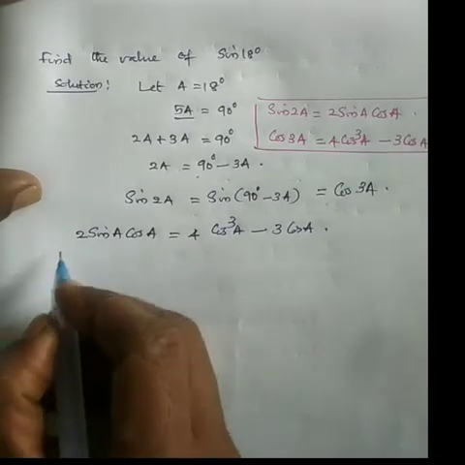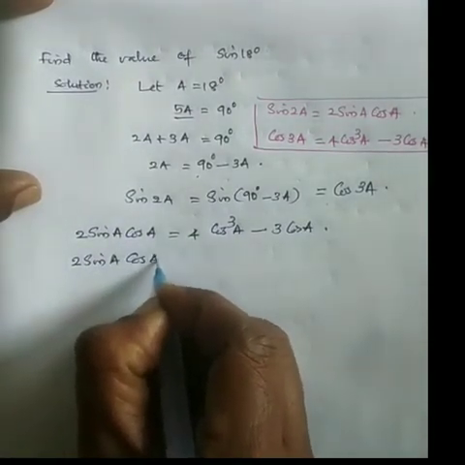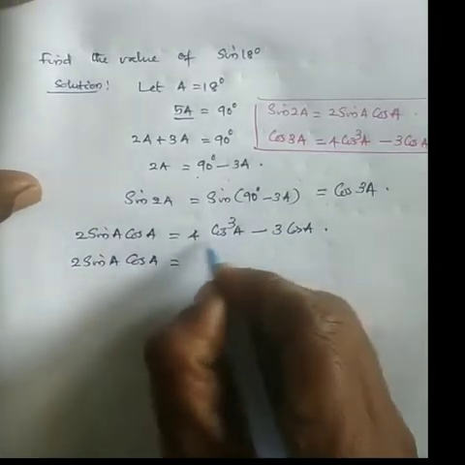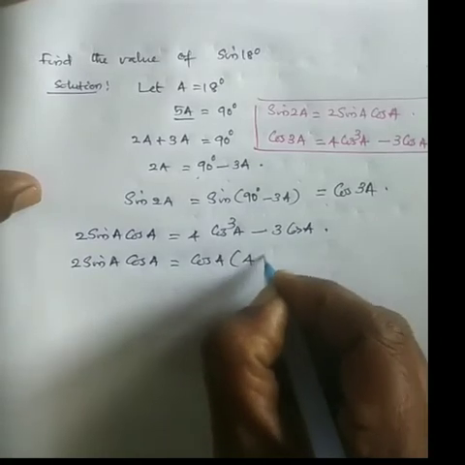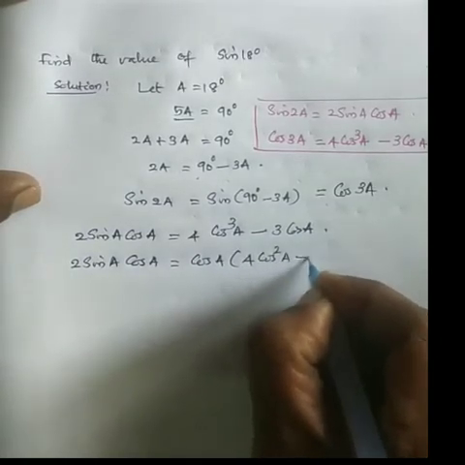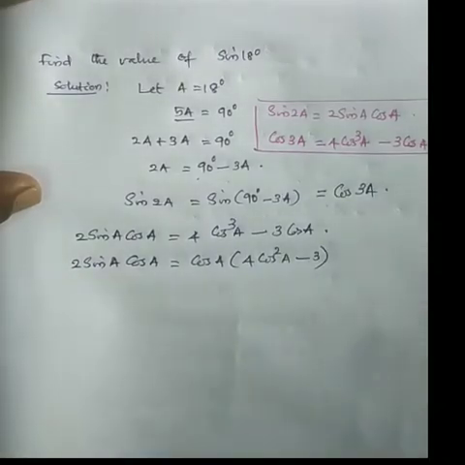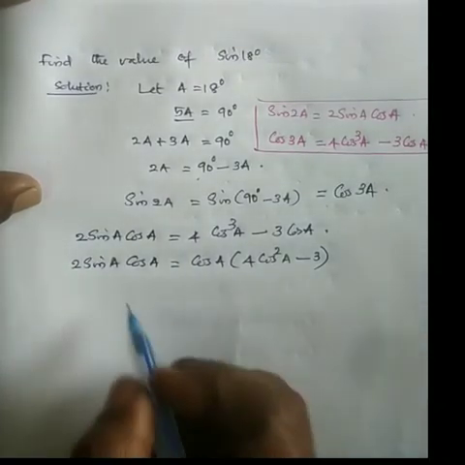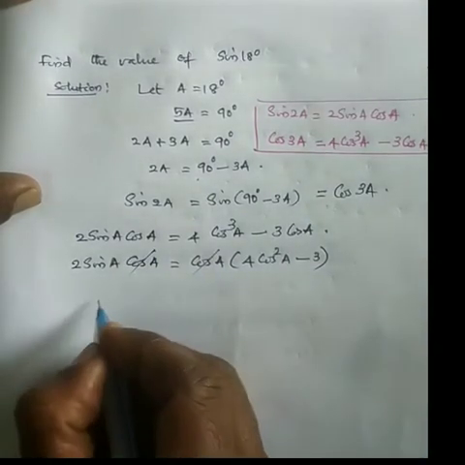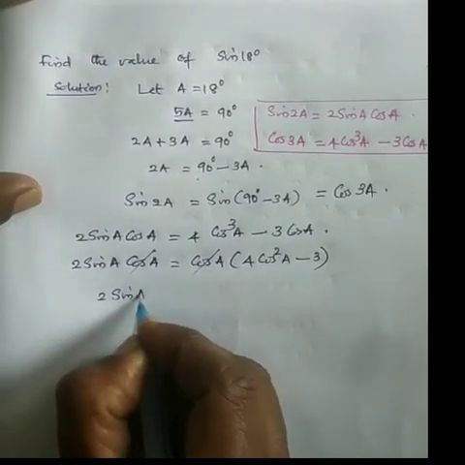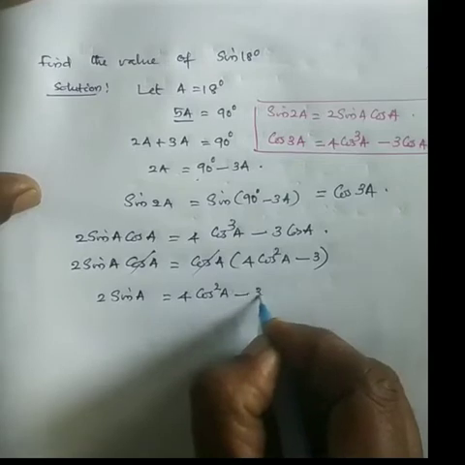That is 2 sin a cos a equal to, from the RHS take cos a as a common factor, that is 4 cos square a minus 3. Okay, 4 cos square a minus 3 cancels cos a. From LHS and RHS we get 2 sin a equal to 4 cos square a minus 3.